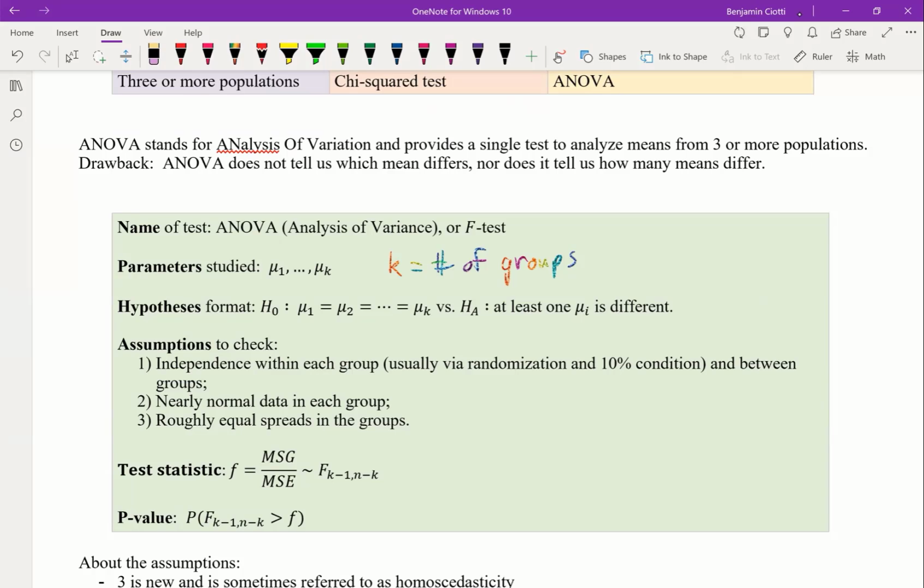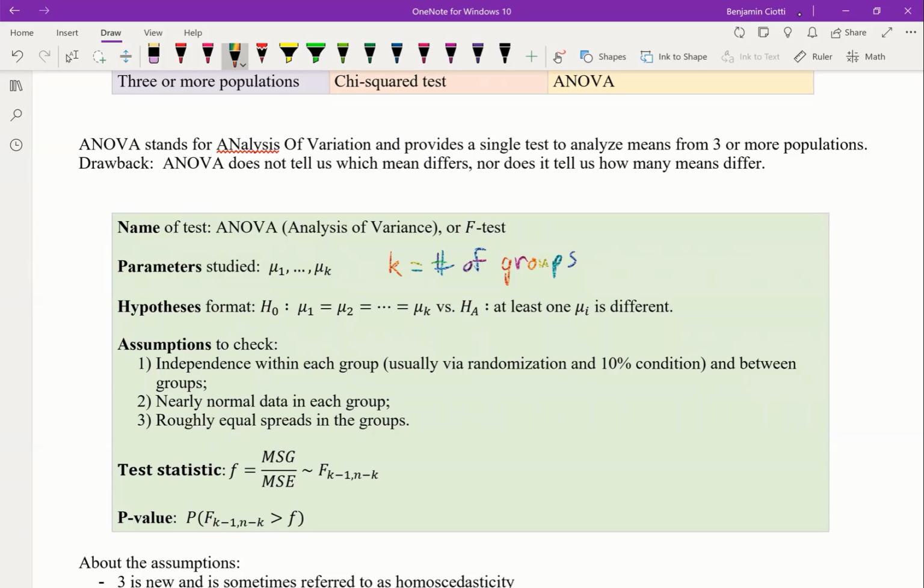So we have 3 assumptions. The first one is that we have independence both within each group and between groups. This is familiar. We basically had the same assumption back when we did chi-squared, or a pretty similar assumption. The second assumption is that the data is nearly normal in each group. The third assumption is totally new, and it says that the spreads or the variances are roughly equal in each of the groups. I'll explain more about these assumptions in a second.